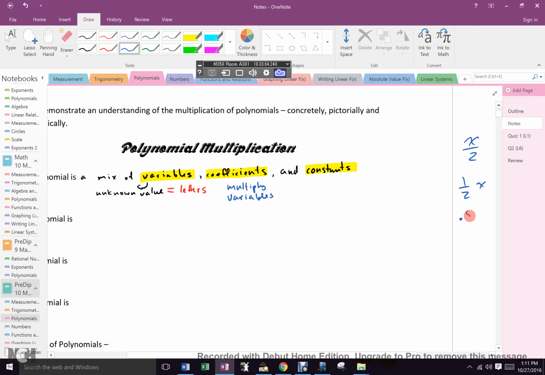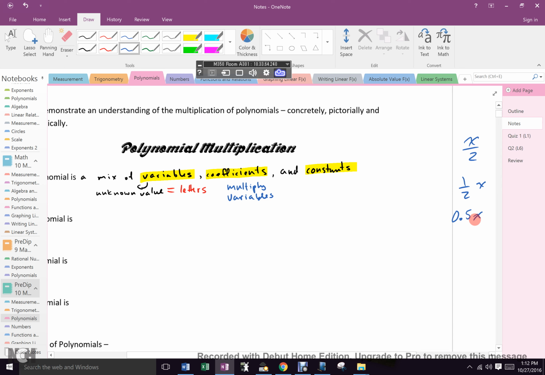Is that a coefficient? No. No. What? No. Yeah. No, no. No, it's not. It's not. It is not. None of those are. It's not.